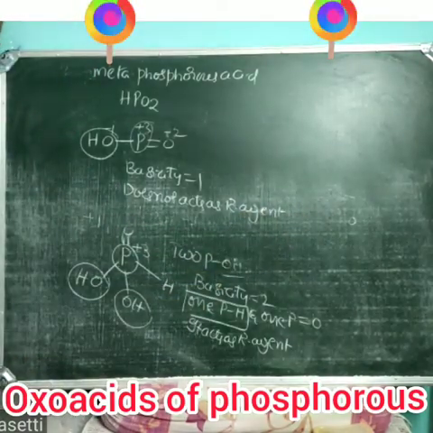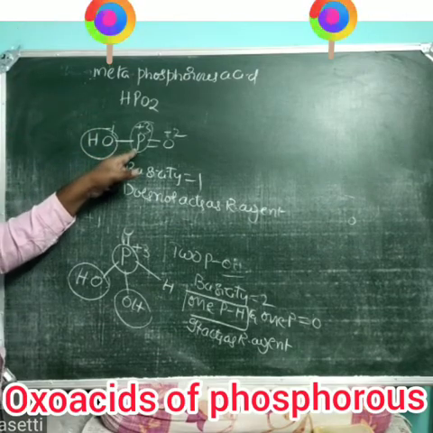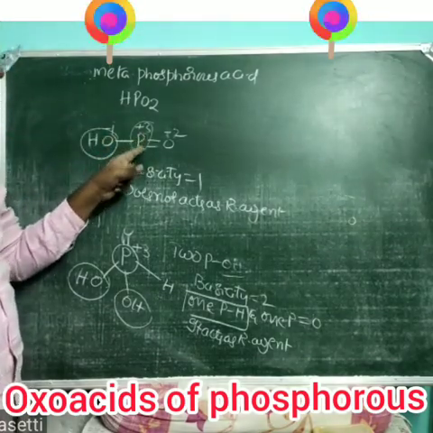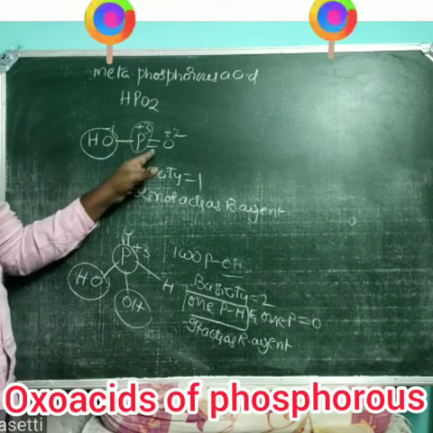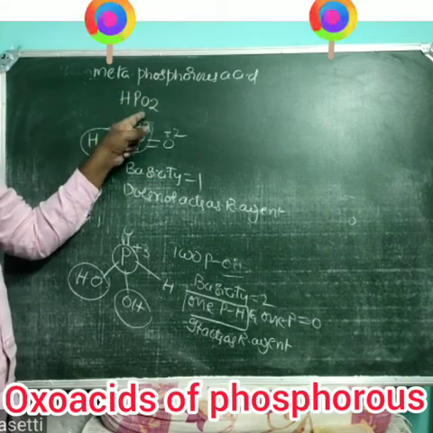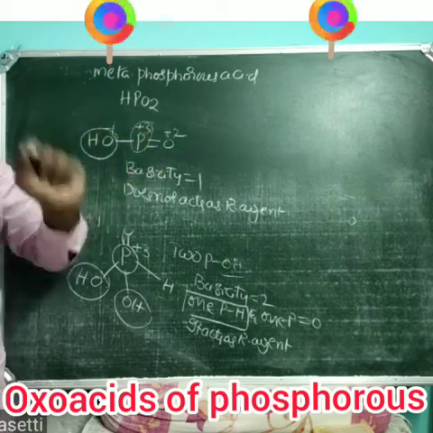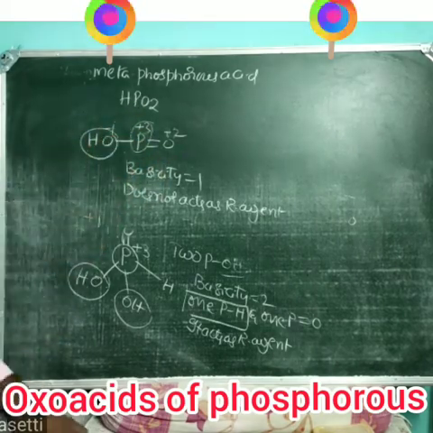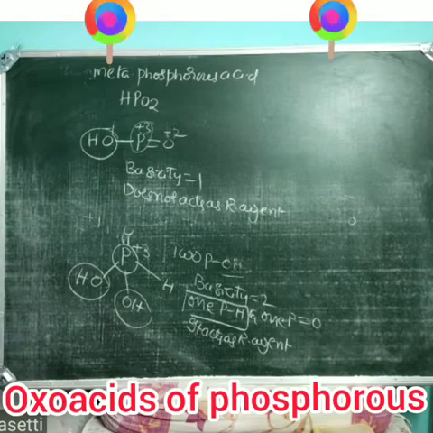Remember, I will repeat again. In this case, the hybridization looks like not sp3 because it contains only 2 sigma bonds. But in general, it does not exist as a monomer. It exists as a polymer. In that polymer, it will show sp3 hybridization.